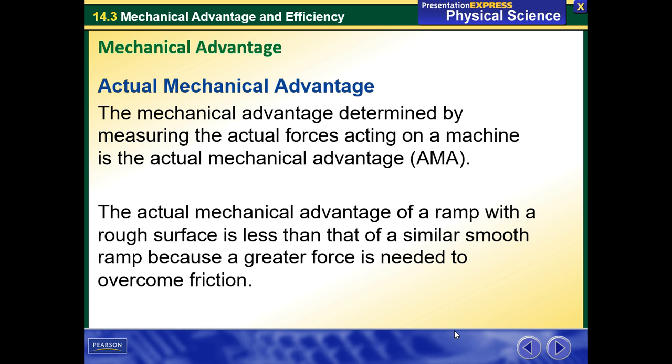If we were given an example of a ramp, one ramp has a rough surface, the other one a smooth surface. We have to take into consideration all of the forces. And we learned that friction happens when two surfaces rub against one another. So if you're trying to push something over a rough surface like a carpet, it's going to be a lot harder than pushing something over a smooth surface. That means if we're talking about the mechanical advantage of a ramp, a rough surface is going to be less than a smooth surface, because you have to use more energy and more work to overcome friction.